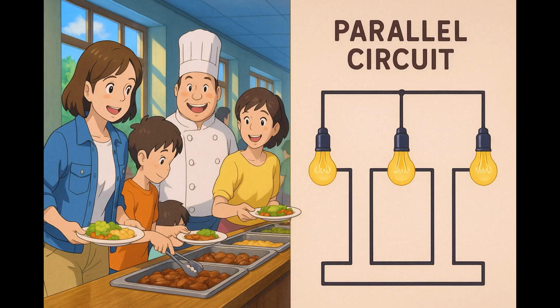In both cases, whether it's choosing a meal line or a pathway for electricity, each option operates independently, ensuring that if one path is blocked or closed, the others continue to function without interruption.